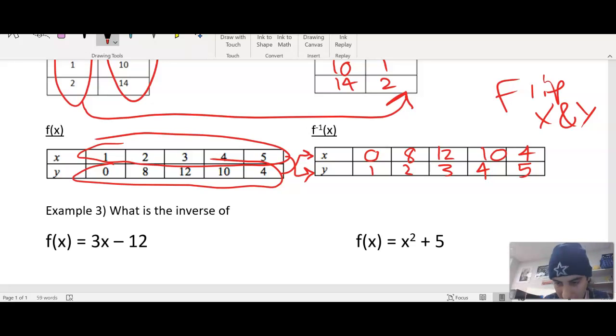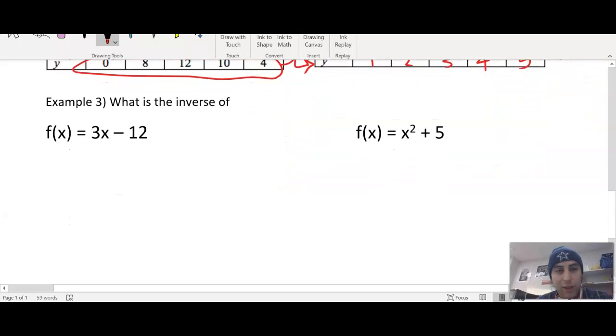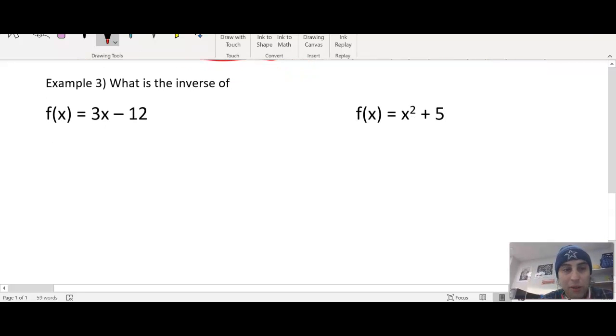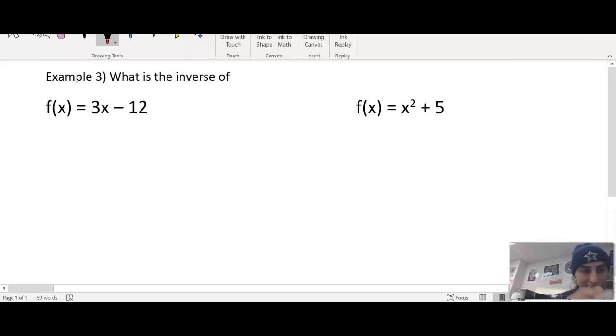Okay, so that's what it means to be an inverse. You switch x and y, flip it. Okay, that's the word I keep using. Now, on our second assignment on Khan Academy, we learned how to do this algebraically. But let's explain this.